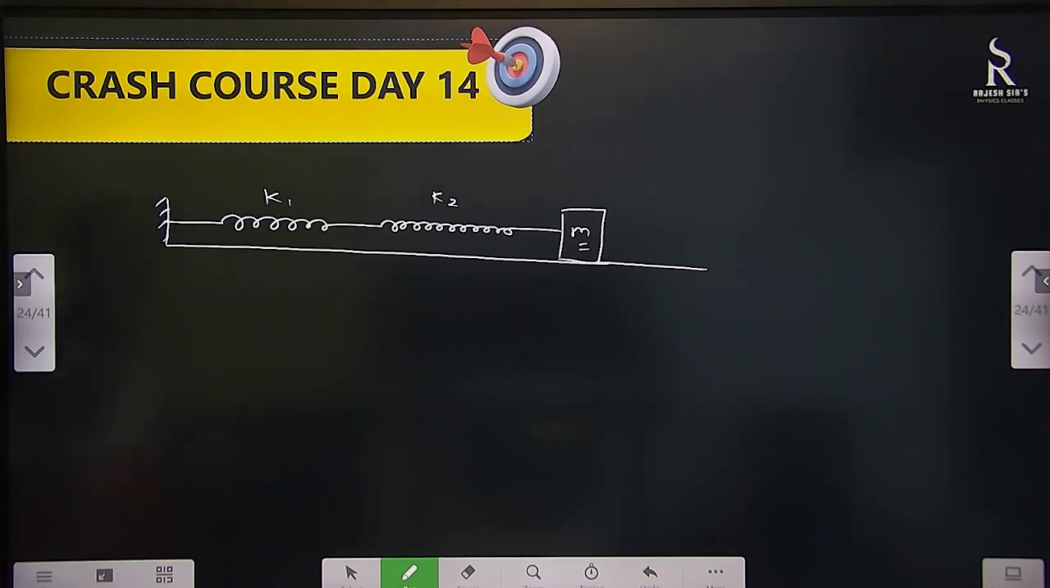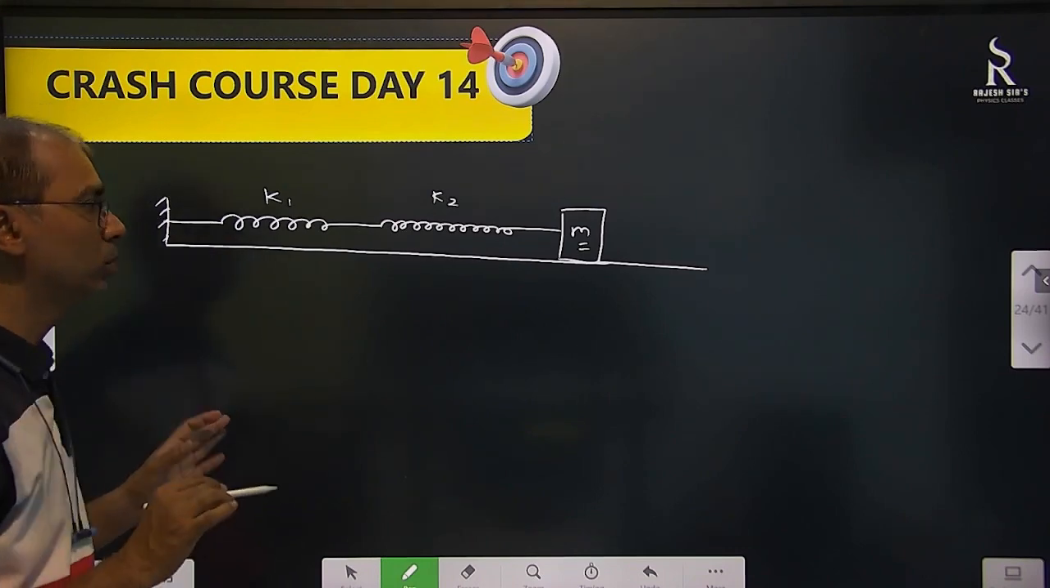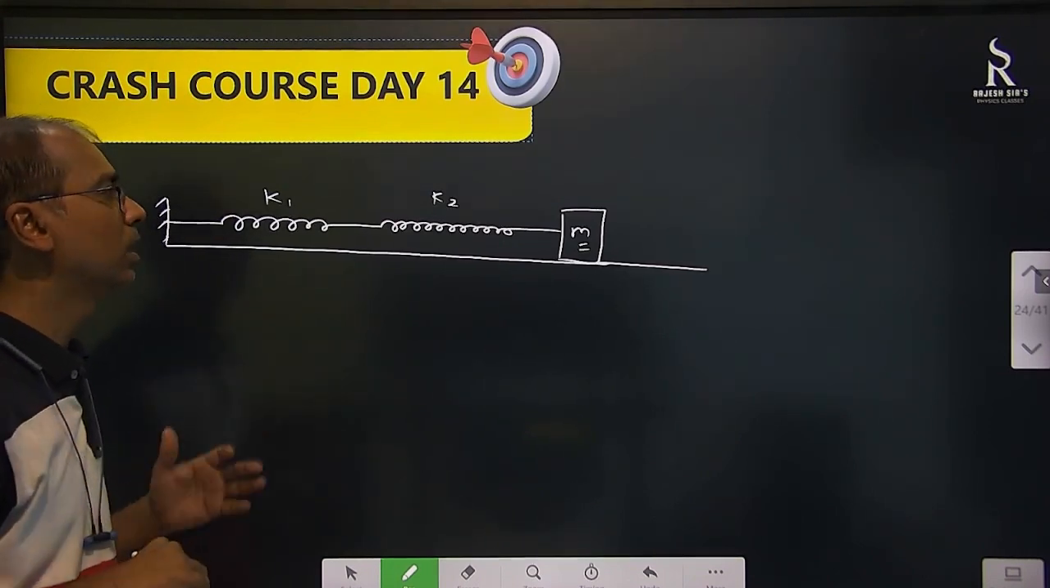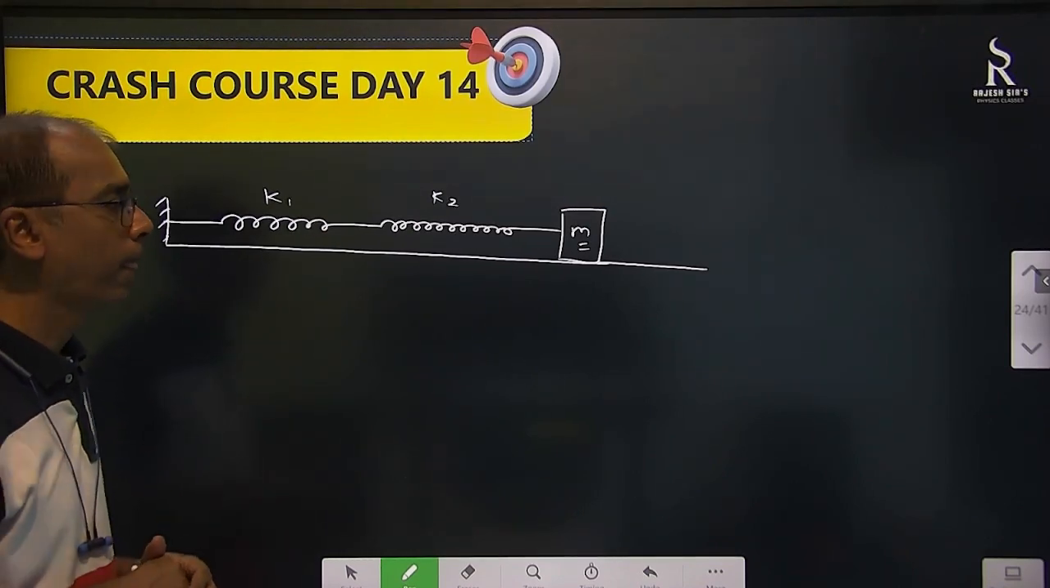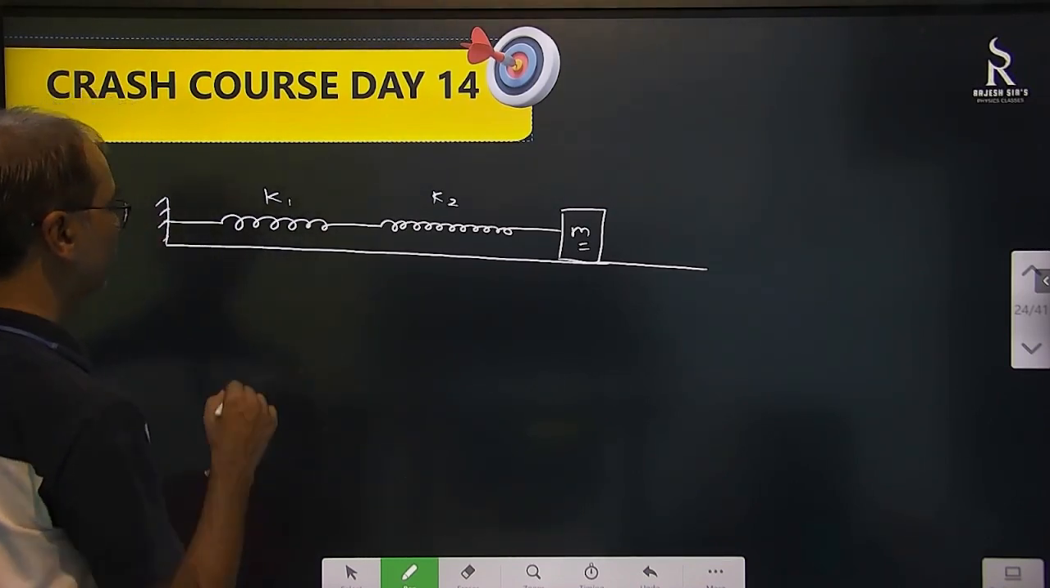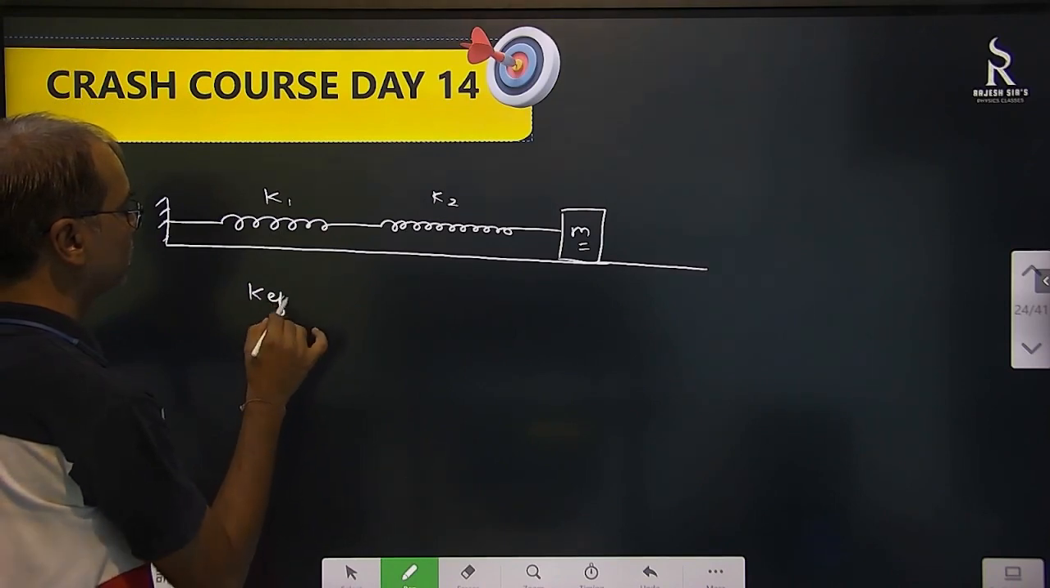Okay. So now what is its time period now? The time period's formula is 2 pi root over m by k. But what is k here? Because there are two springs, you have to find k effective. What's k effective now? That is only our question.